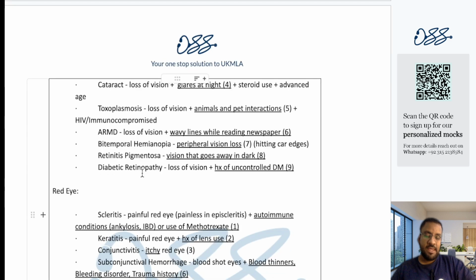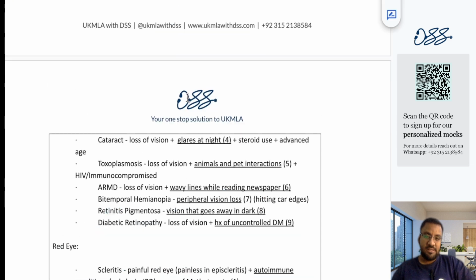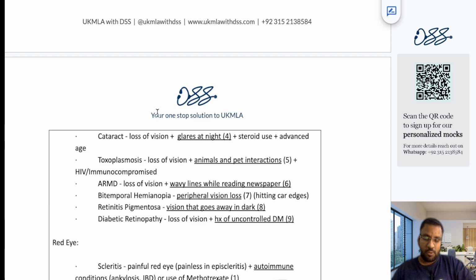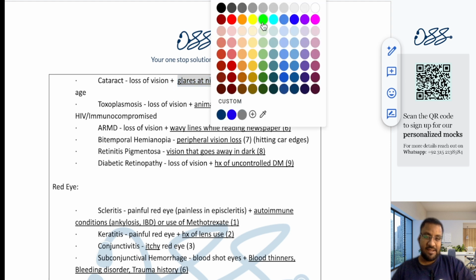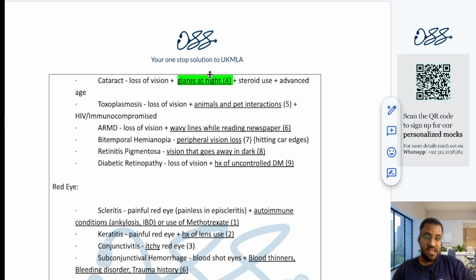Then the fourth differential that you need to rule out is loss of vision along with any glares that might be coming during the night. If somebody is having a problem with night vision and experiences some glares, then it is most likely that they have cataract. And cataract would be a painless loss of vision.